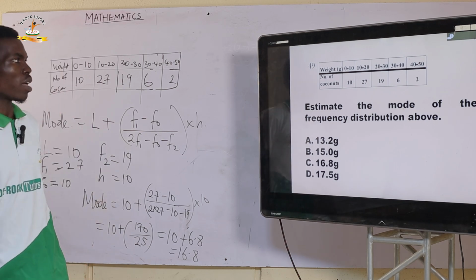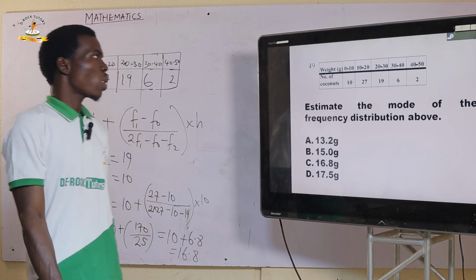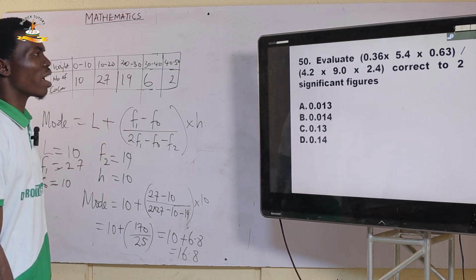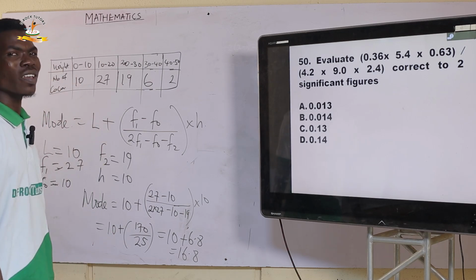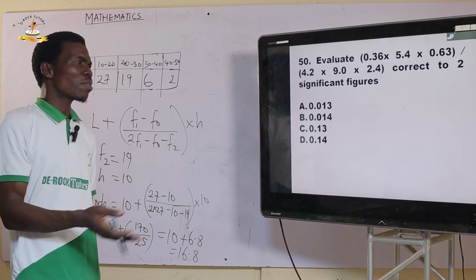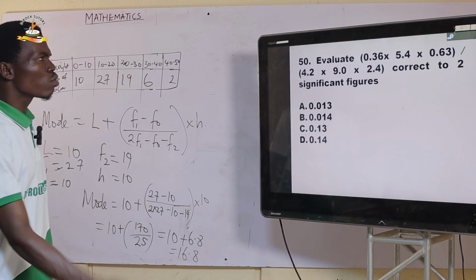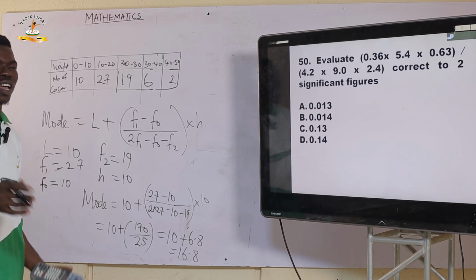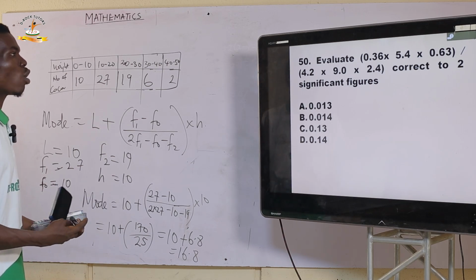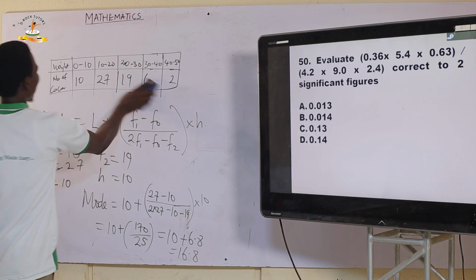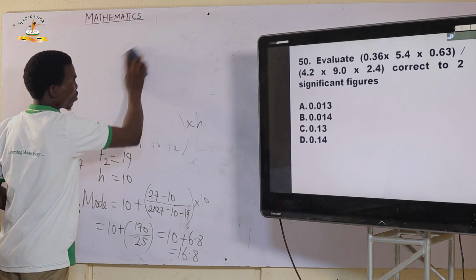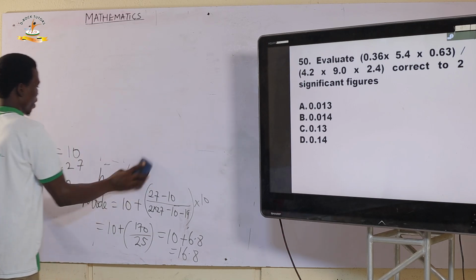Option C is the correct answer for 49. And question 50 says, evaluate 0.36 times 5.4 times 0.63, all divided by 4.2 times 9 times 2.4. Correct to two significant figures. So we're literally going to multiply the numerator, then multiply the denominator, then we simplify all together. Then don't forget the instruction says to two significant figures.